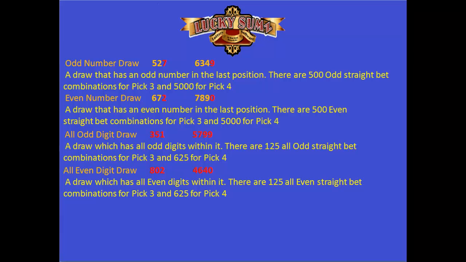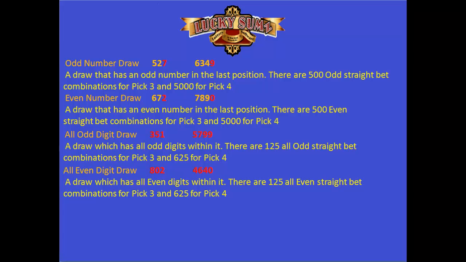Next, we have the odd number draw, which is a draw that has an odd number in the last position. There are 500 odd straight bet combinations for pick 3 and 5,000 for the pick 4. Even number draw, which is a draw that has an even number in the last position. There are 500 even straight bet combinations for the pick 3 and 5,000 for the pick 4.